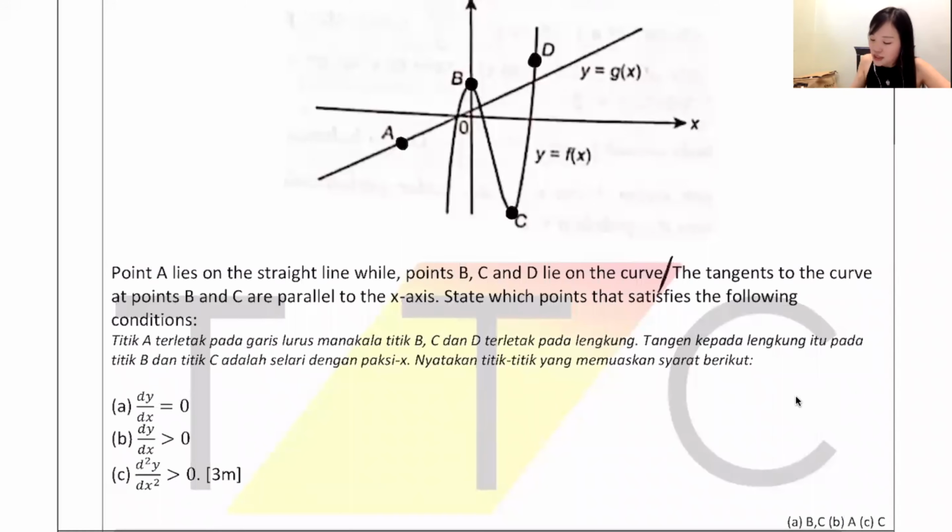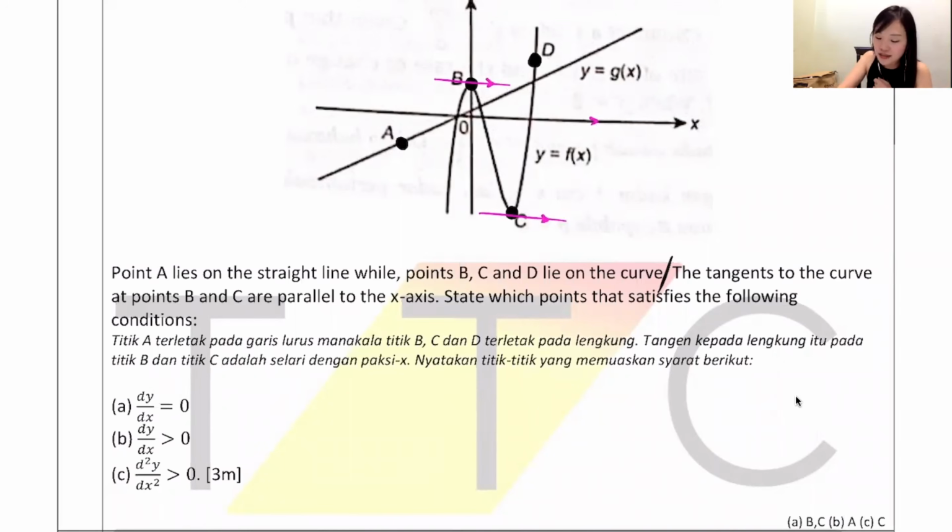So full stop. The tangent to the curve at B and C are parallel to the axis. So you try to tell me the tangent on B and on C is actually parallel. Okay, I shouldn't use this color. At point B and point C is actually parallel to the axis. Okay, I think my pink color line, you guys can see it, okay?